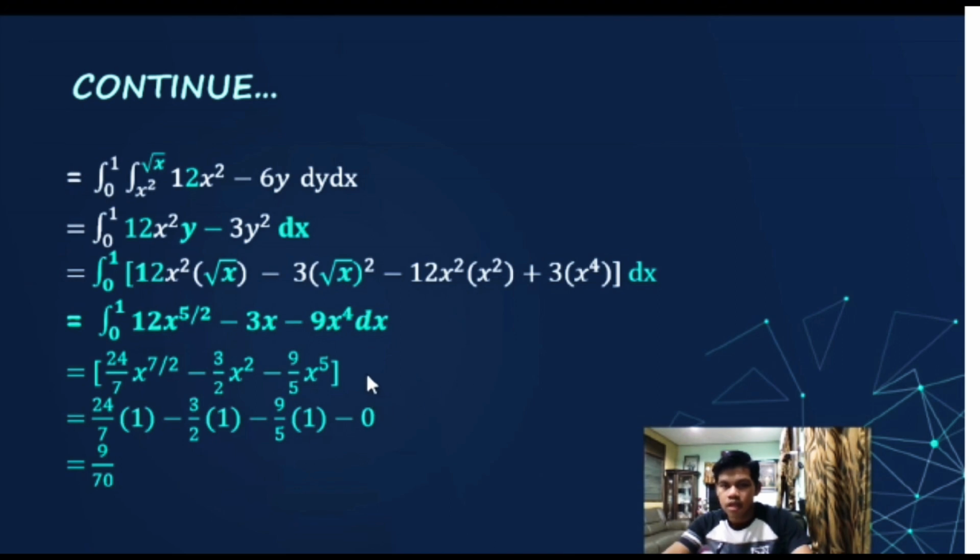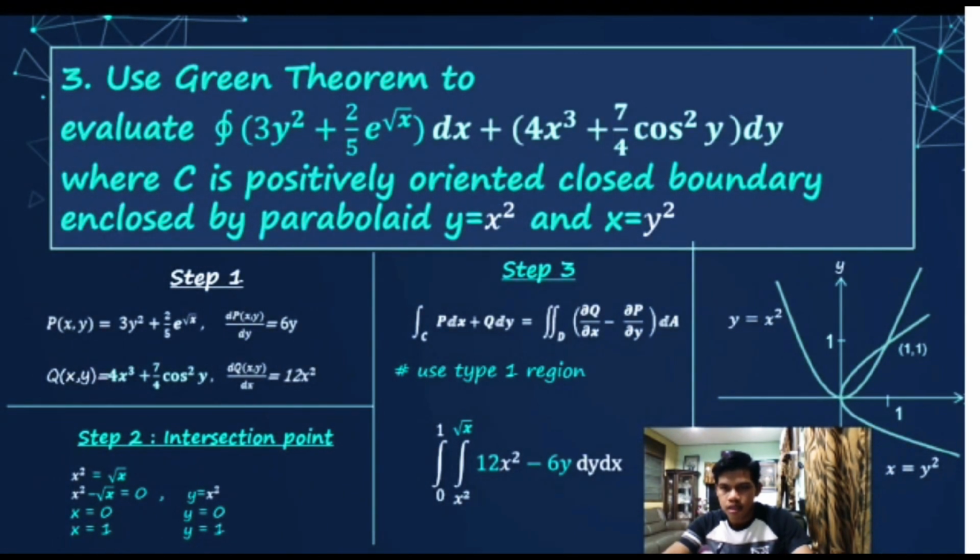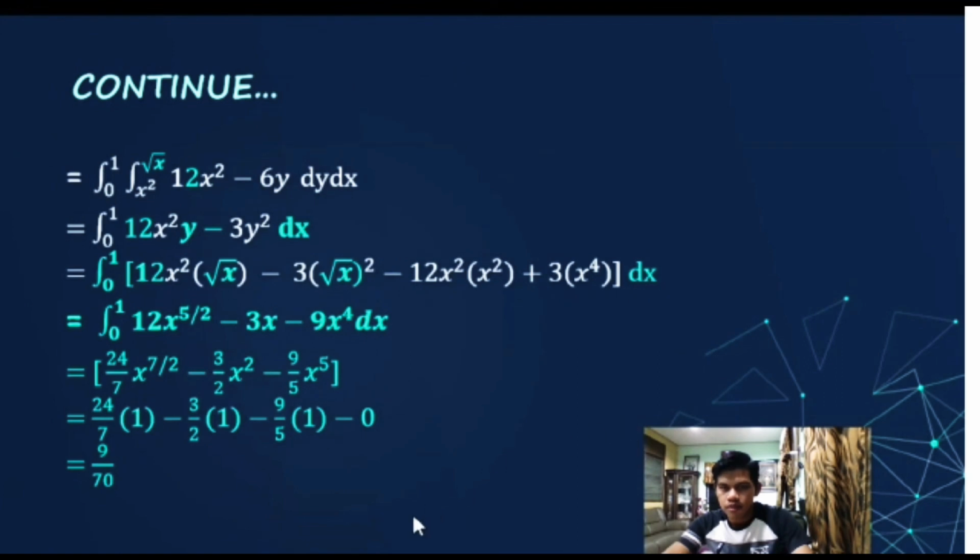We get 24 over 7 x to the power of 7 over 2 minus 3 over 2 x squared minus 9 over 5 x to the power of 5. Then we substitute the limits of x into this equation. Finally, we get the final answer, which is 9 over 70.